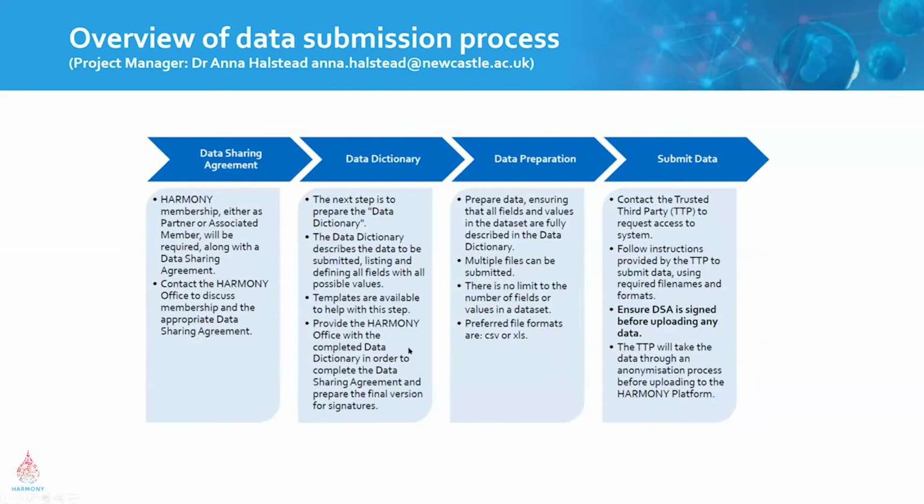So I'm not going to go through this in detail, but obviously before any data provider provides information to Harmony, you have to sign a data sharing agreement. You then have to prepare a data dictionary, which Geordie mentioned, which is just a description of all the variables in your data set. Quite a detailed one, and it does take a bit of time, but it's not a huge task. And then you can prepare the data in various formats, and then you submit the data to this trusted third party. And once that is done, they pass the data onto the platform.